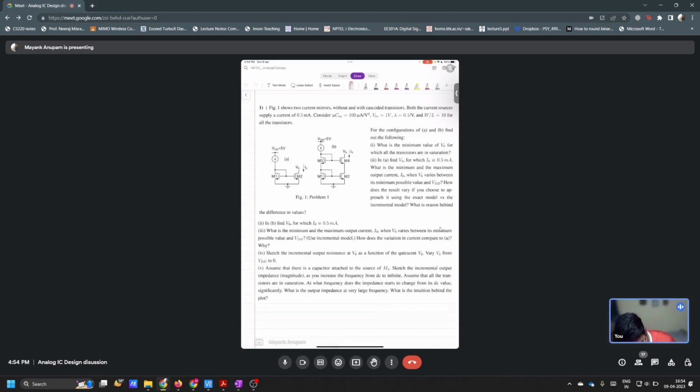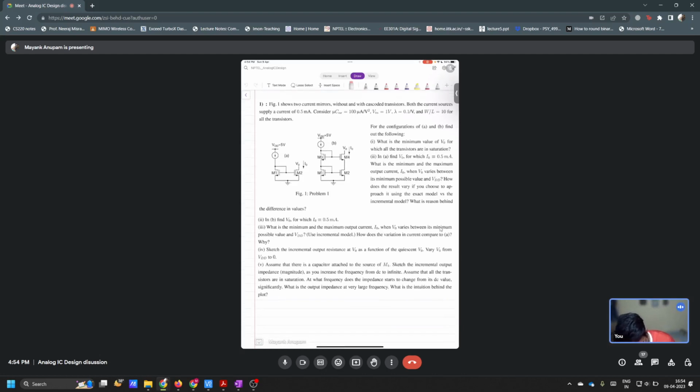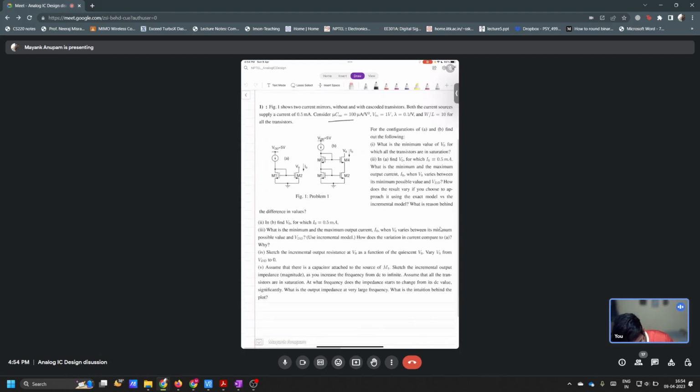This is easier. In the first part of this question, you have to find out V naught. You have been given certain parameters for these transistors, and you have to find out the minimum possible value of this V naught. The current I naught is given. So how will you find the minimum value of V naught?